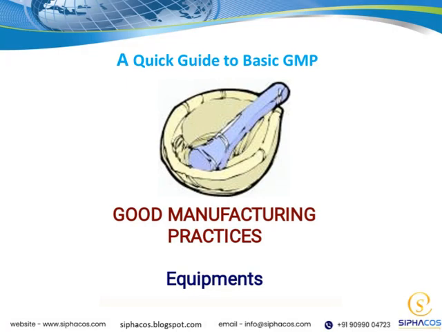Let's take a quick look at a simple guide to basic GMP, or good manufacturing practices. This is really the foundation of ensuring quality and safety in our production processes. First, it's all about maintaining cleanliness and hygiene throughout the manufacturing environment. This helps prevent contamination and ensures that products are safe for consumers.